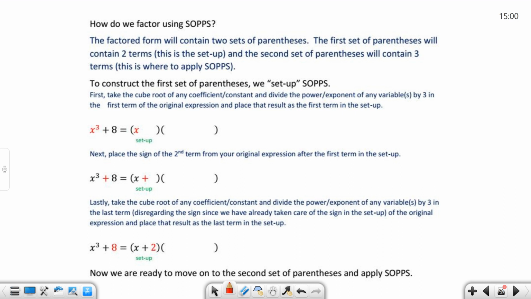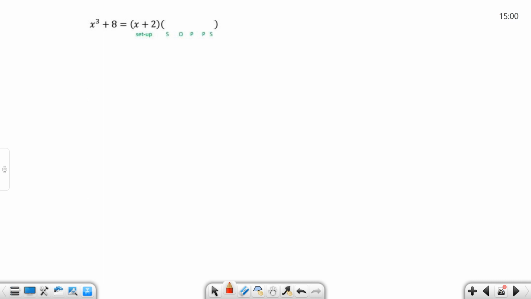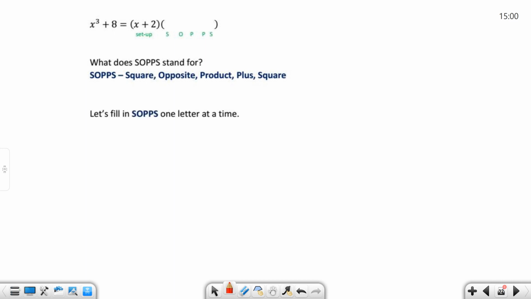Now we are ready to move on to the second set of parentheses and apply SOPPS. And remember, it's going to have 3 terms. So here I have my SOPPS written here. The first S means to square. Square, opposite, product, plus, square. That's what SOPPS is.